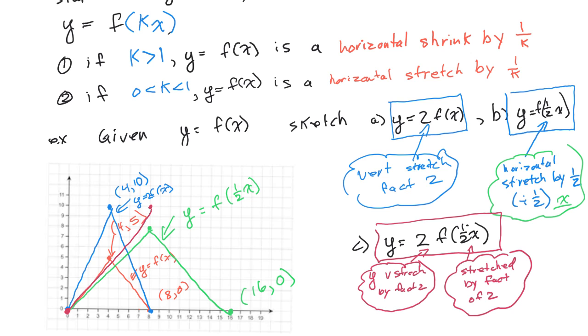Now, the next point is 8, 0 from our original graph. So we get stretched by a factor of 2. What happens is 8 becomes 16, but then 0 still stays 0. So now there's our last graph. And there we have it.